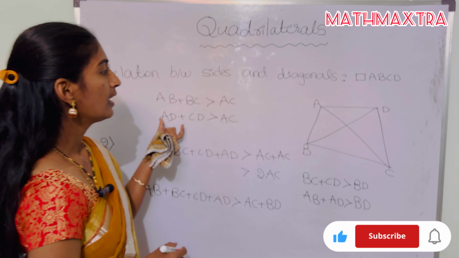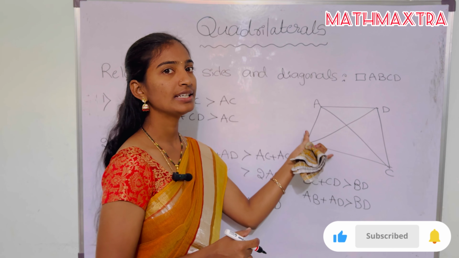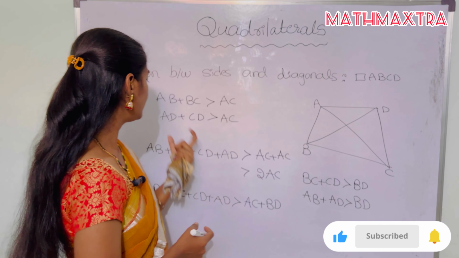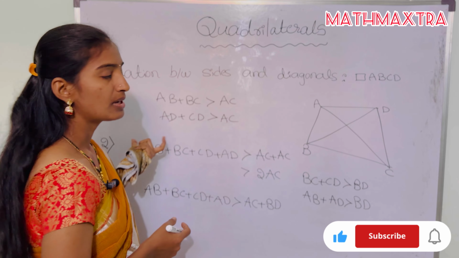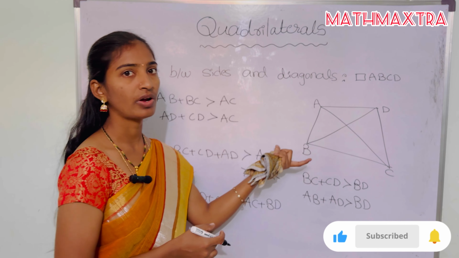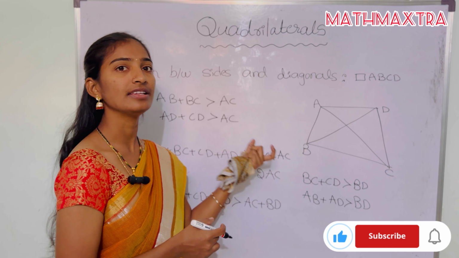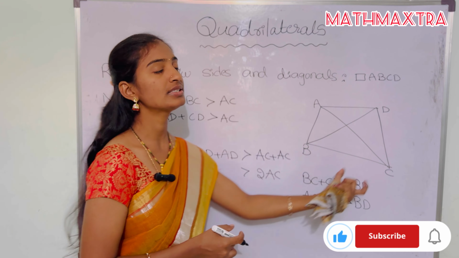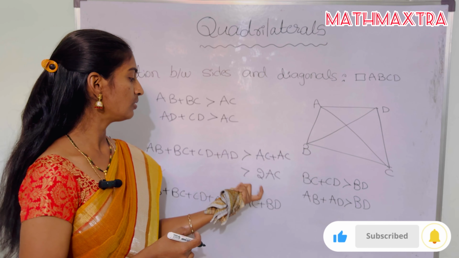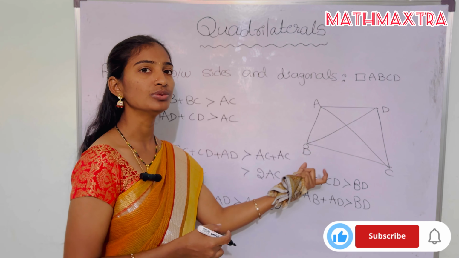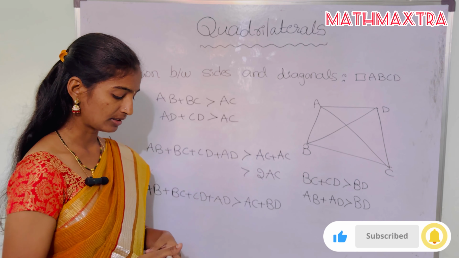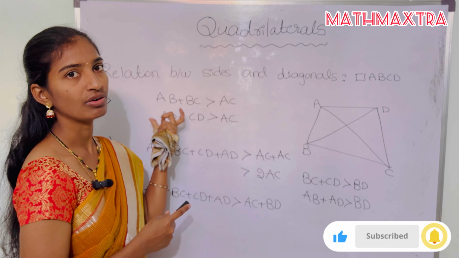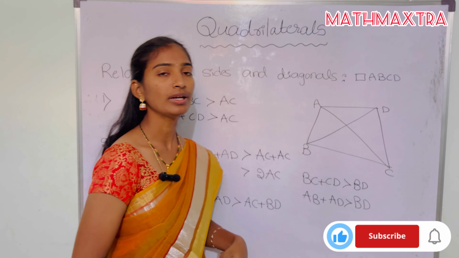See, we have three relations. One is the two adjacent sides are always greater than its diagonal. Okay. And the next one is the sum of all the four sides of a quadrilateral is always greater than twice the diagonal. And the third relation is the sum of all the sides of a quadrilateral is always greater than the sum of the two diagonals of a quadrilateral. So this is the relation between sides and diagonals of a quadrilateral. Okay. Thank you.